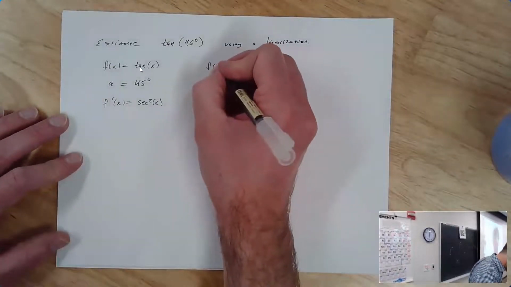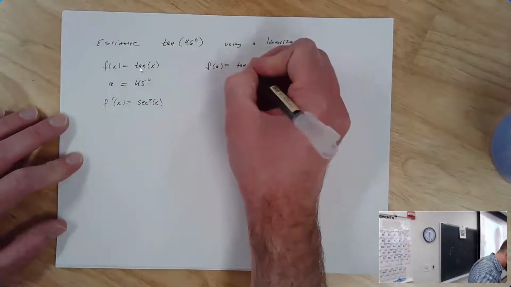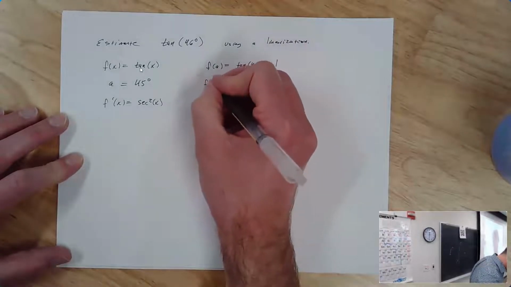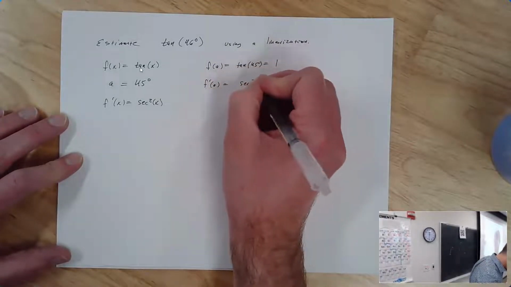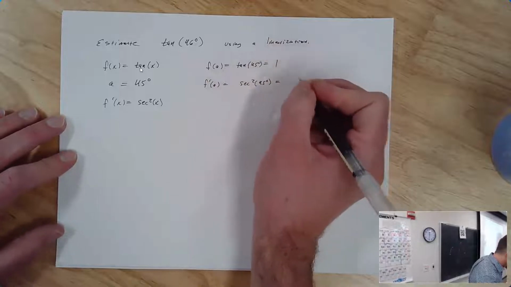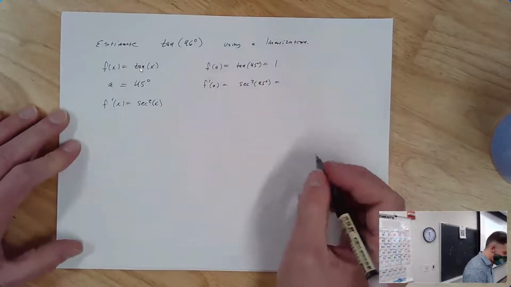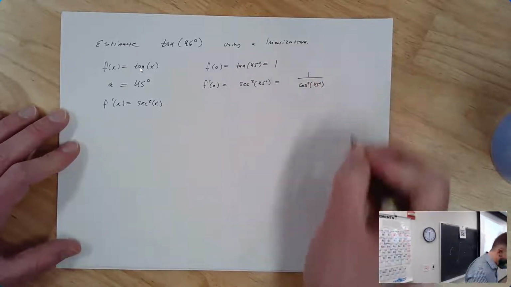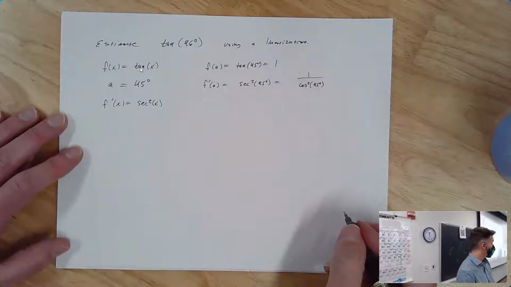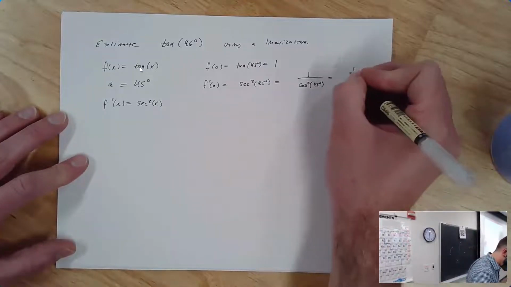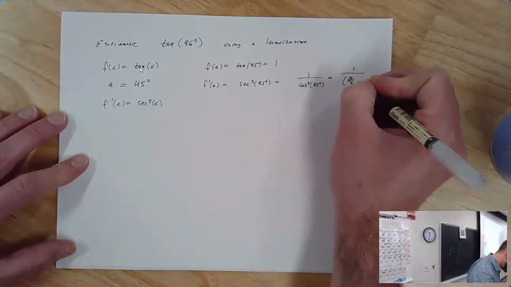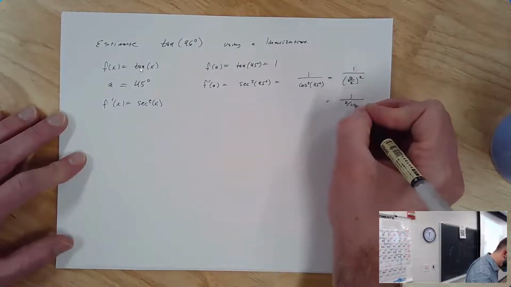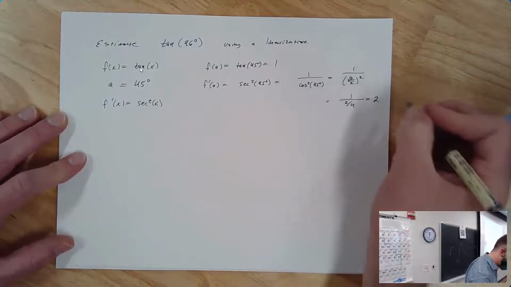So f of a is tangent of 45 degrees, which is 1. And f prime of a is secant squared of 45 degrees. I never remember secant of anything. I know that secant squared is 1 over cosine squared, and I know that cosine of 45 is root 2 over 2. So that's going to be 1 over root 2 over 2 squared. That's 1 over 2/4, which is 4/2, which is 2.